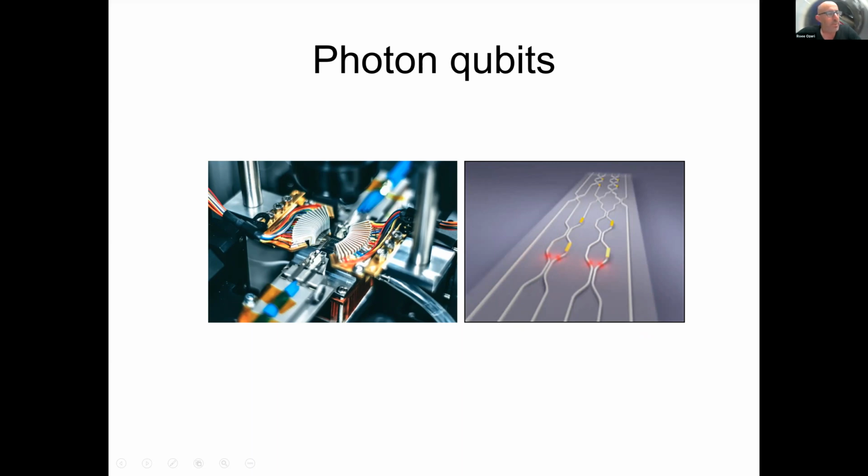A startup which attracted huge investments, close to $500 million, in California, called PsiQuantum, is one of the leaders of this technology.